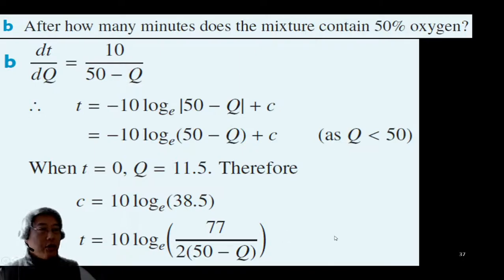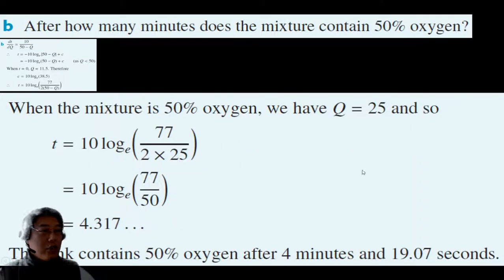Okay. So for part B, we continue. To get a mixture of 50% oxygen, we need to have Q equals 25, which is half of 50. We substitute that into here and we get t equals 4.317. Now, it says minutes, really. You didn't need to specify, so I think if you had answered after 4 minutes, I don't see why you should be penalized. Anyway, it's a worked example.